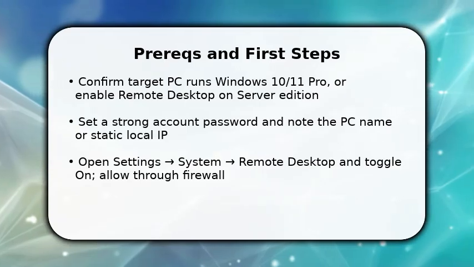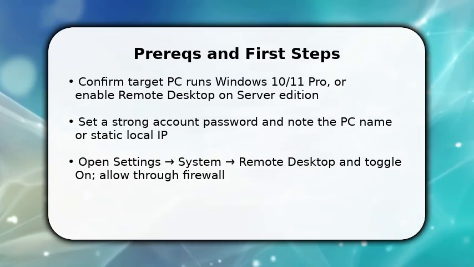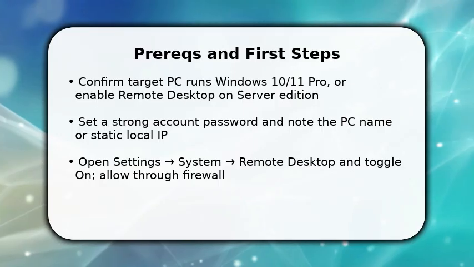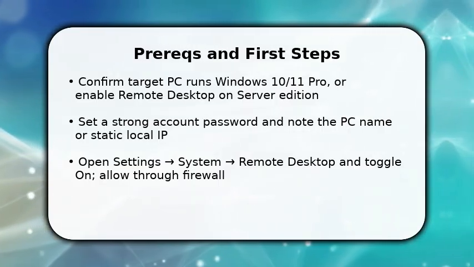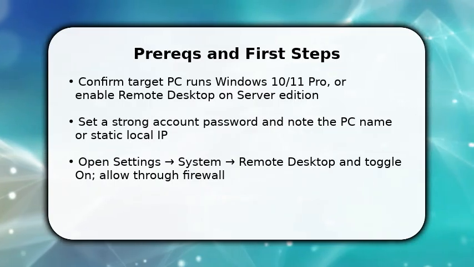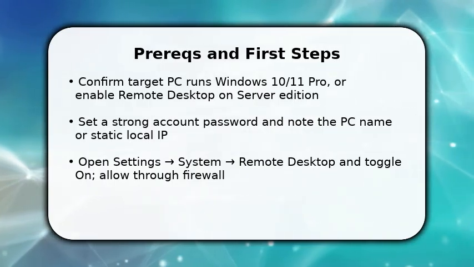Enjoy the video. You start by confirming the PC supports remote desktop and that you have an admin account with a strong password. Once done, enable remote desktop in settings and allow it through Windows Firewall. This opens the necessary port on the host.